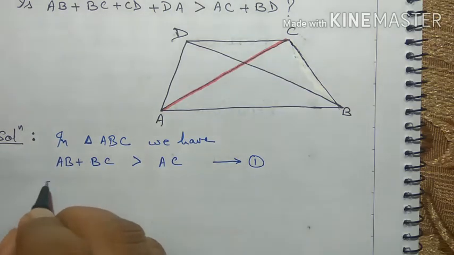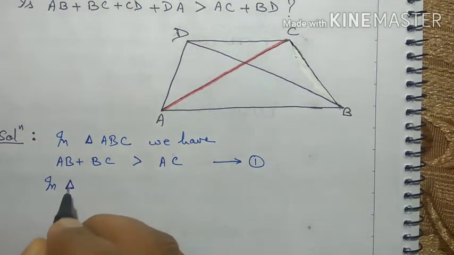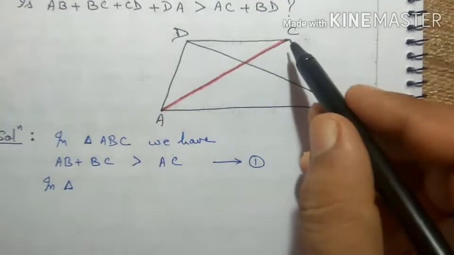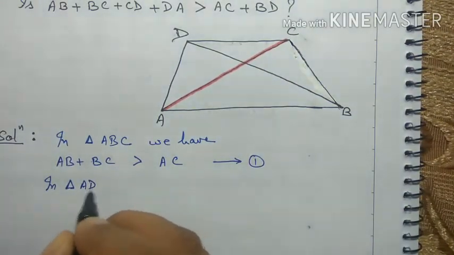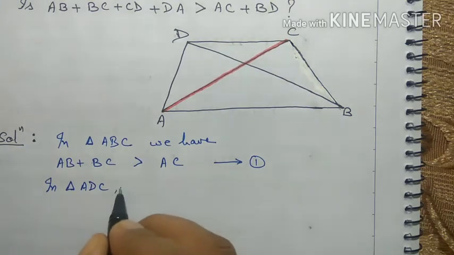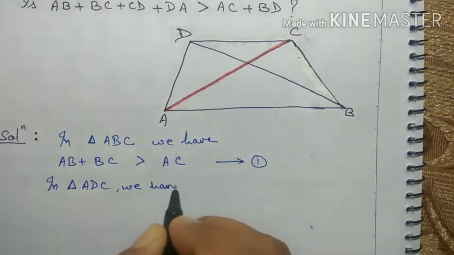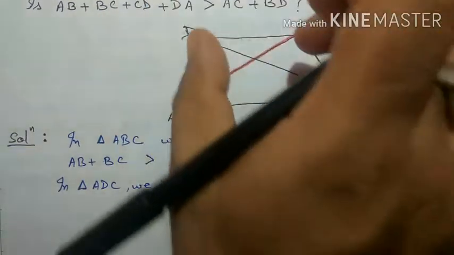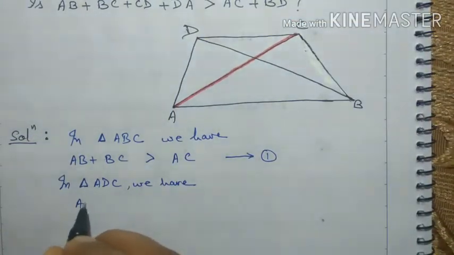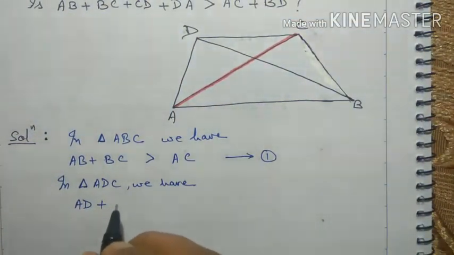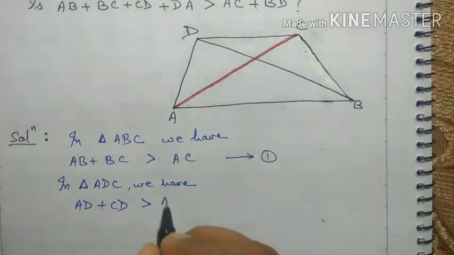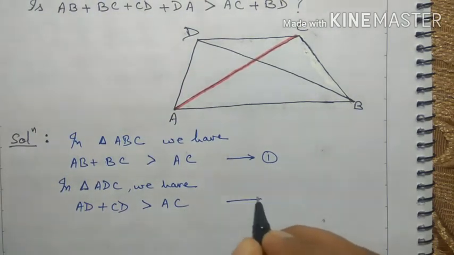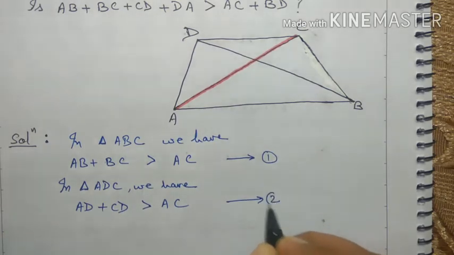Also, with the same base AC there is another triangle ADC. In triangle ADC we have again these two sides, means AD plus CD is greater than AC. This is the second equation.